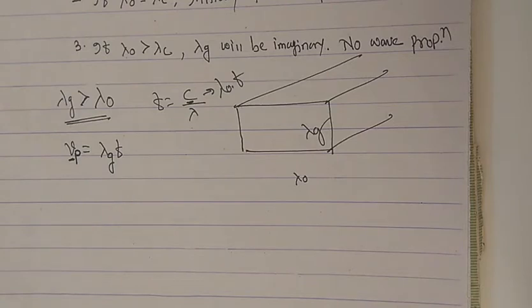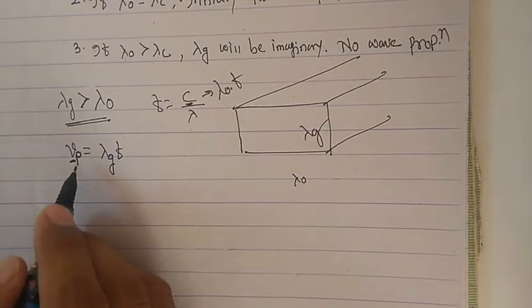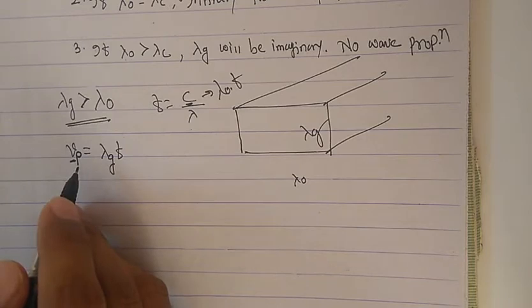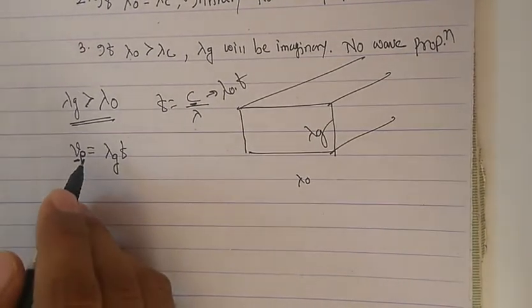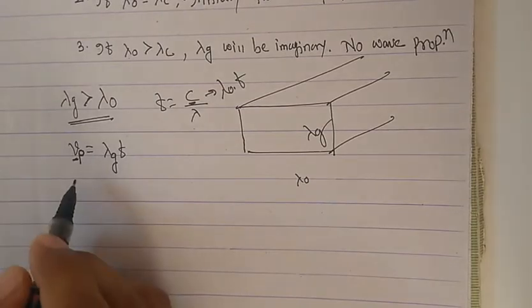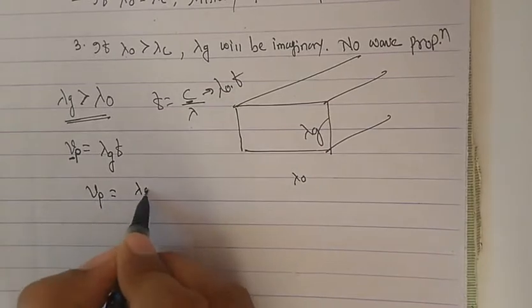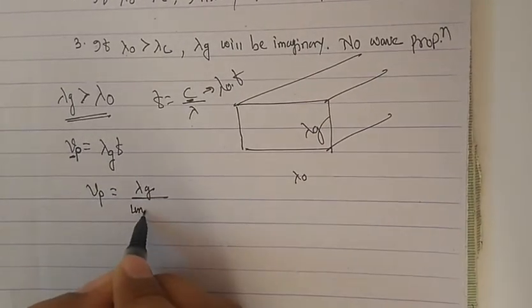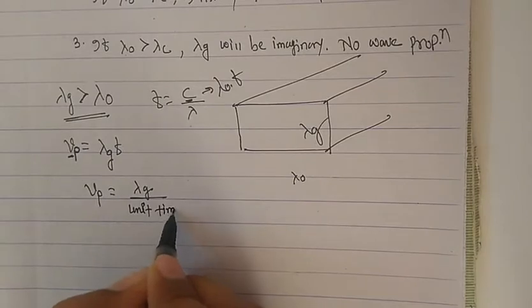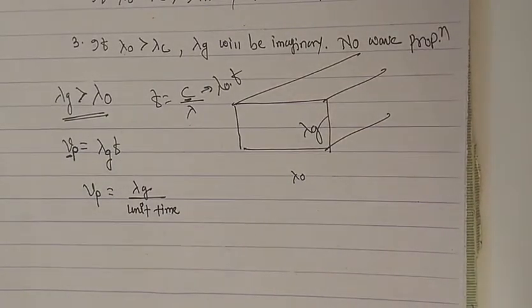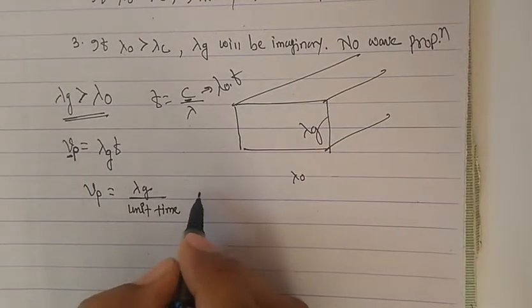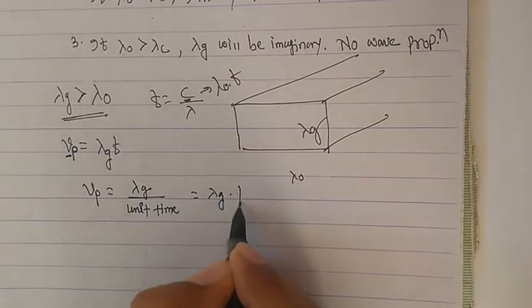This is an important point. This v is called the phase velocity. It is defined as the rate at which the wave changes its phase in terms of the guide wavelength. So this is the guide wavelength, and the wave is changing its phase in terms of this guide wavelength, lambda g per unit time. This can be written as lambda g into f.